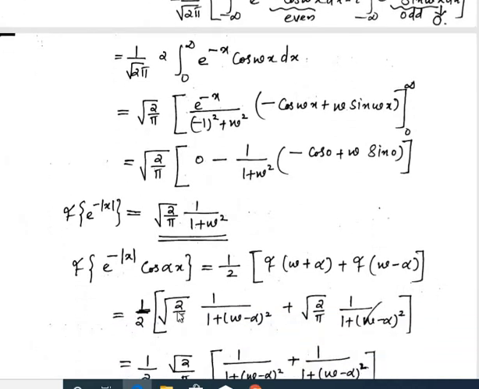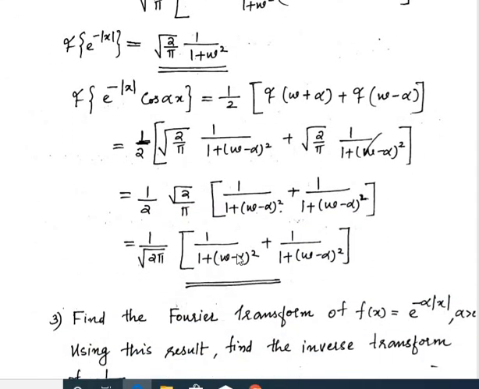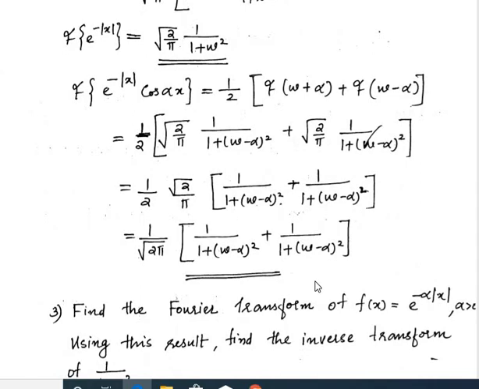Now we apply the property of multiplication by cos alpha x, that is given by half of F of omega plus alpha plus F of omega minus alpha. That is, in this answer we replace omega by omega plus alpha here, and omega minus alpha here. So we get the answer as 1 by root 2 pi, 1 by 1 plus omega plus alpha square plus 1 by 1 plus omega minus alpha square.